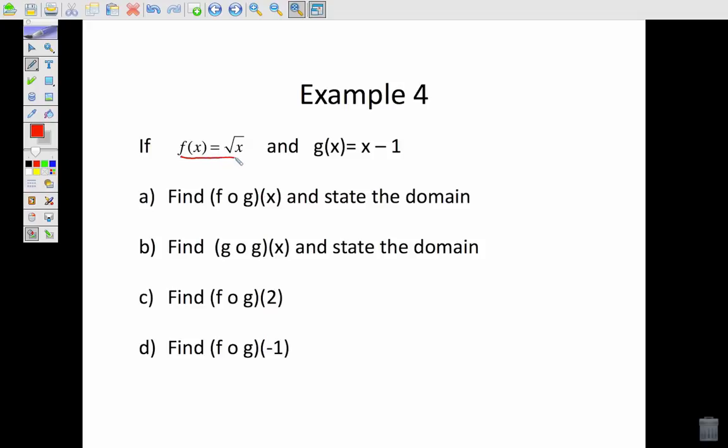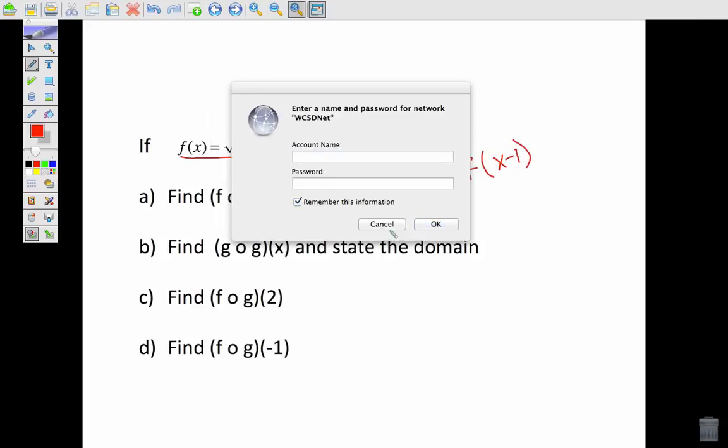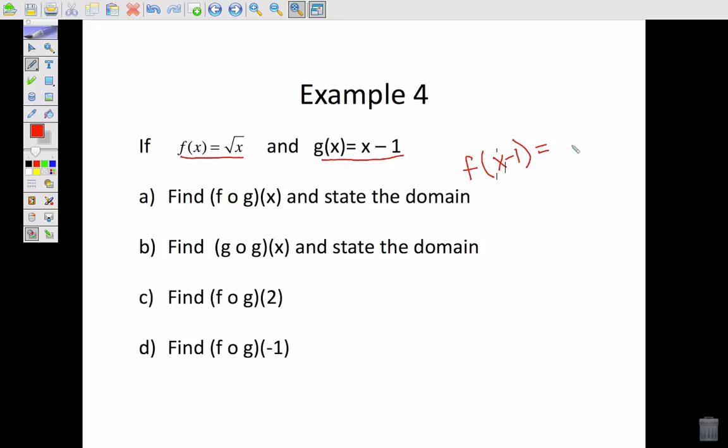All right, let's look at example 4. I've got two functions. You are going to have to write this one in. f of x equals the square root of x, and then g of x is x minus 1. So we're finding f of g of x, and we're stating the domain. f of g of x would be f of x minus 1. So that would look like the square root of x minus 1.